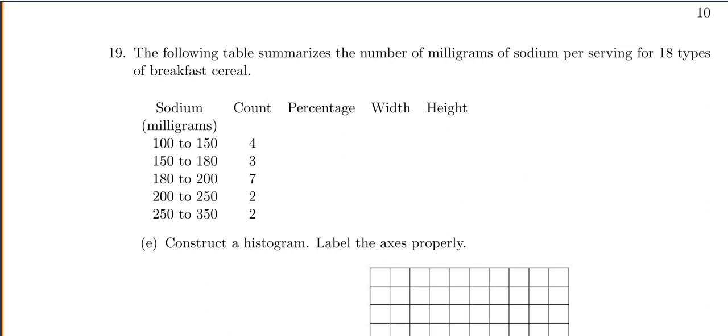So when we look at this, first of all, how many types of cereal did they look at? We want to add up 4 plus 3 is 7, plus 7 is 14, 16. It looks like there are 18 different cereals. Anytime you want to find a percentage of something, we just divide how many we have by the total. So for this first category, there are 4 types of the cereal out of a total of 18.